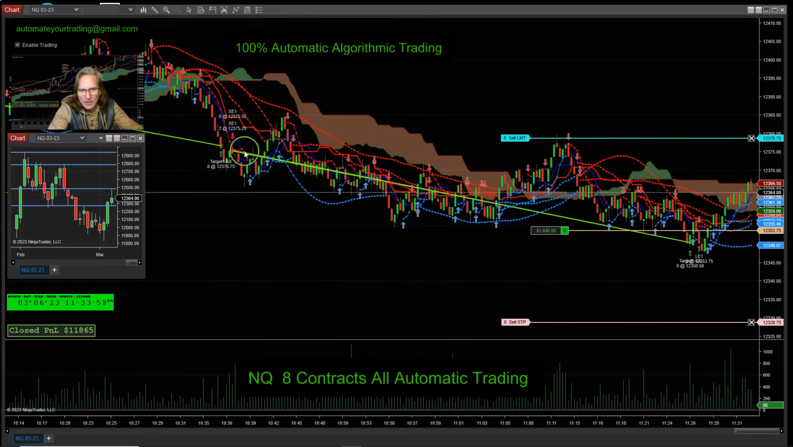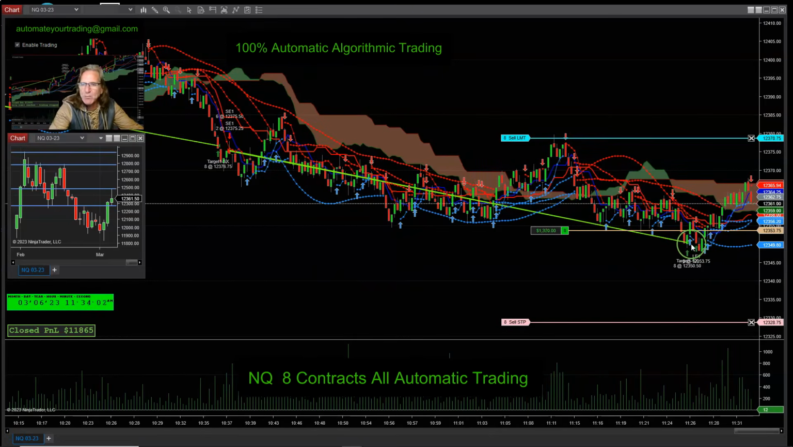We have, as you remember, completed this short, hit target. Then what did we do? We went long. Currently printing in positive territory, okay? Our target's above, stop below. So we've been short, daily candlestick right here. Then the algo went long. So we'll check back in a bit.